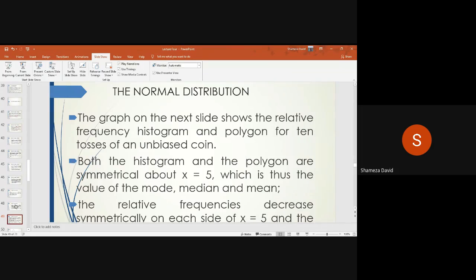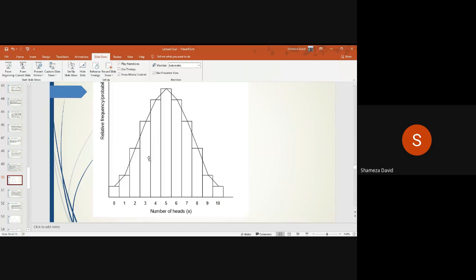Now, we're gonna see a graph next, which shows us the relative frequency histogram and polygon for 10 tosses of such a coin. Both the histogram and the polygon are symmetrical. So this is one of the features of this normal distribution. What we were trying to explain earlier, with the one mode, and most of the data in the center, and the tail ends having the lower values. That's what you call a symmetrical curve, because you can cut it in half and both sides will look the same way. And so this is really what we're talking about here.